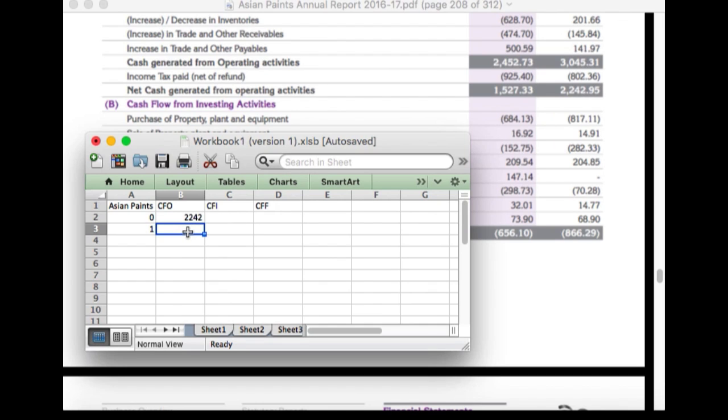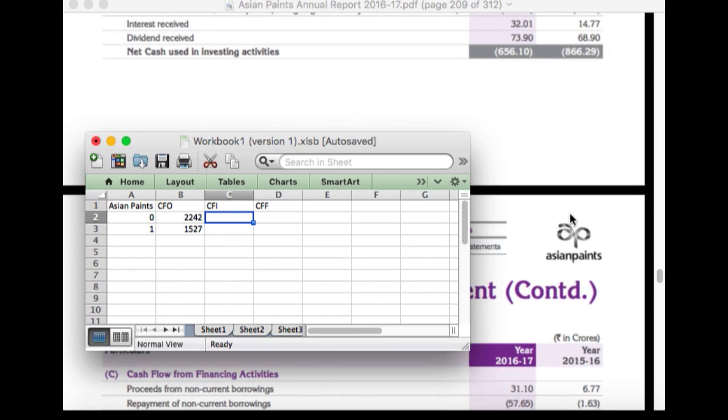You are also supposed to write them. So 1527. Then cash flow from investments last year 866 negative, and this year 656 negative.